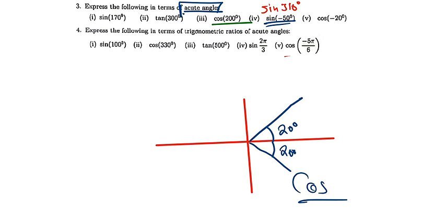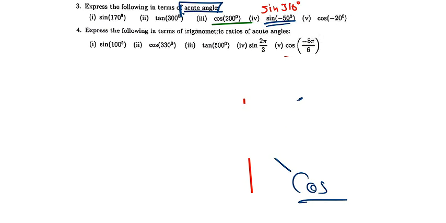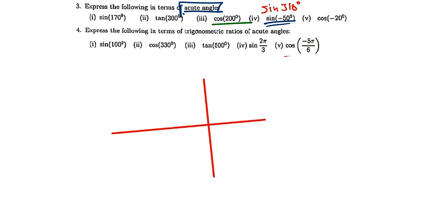The next one is a bit unique and a bit different from the third one, as you would see. Here we are asked to look at sine 100 and cos 330. Now here they're asking us to express in terms of trigonometric ratios of acute angles. So not only are we finding acute angles, but we're going a step further and finding the ratios, the actual values. Now this is a part that requires you to understand the aspect of the special angles.